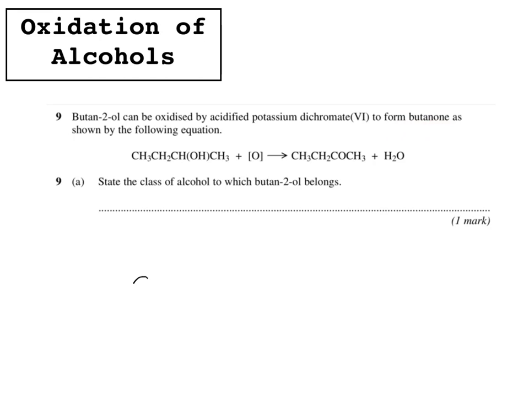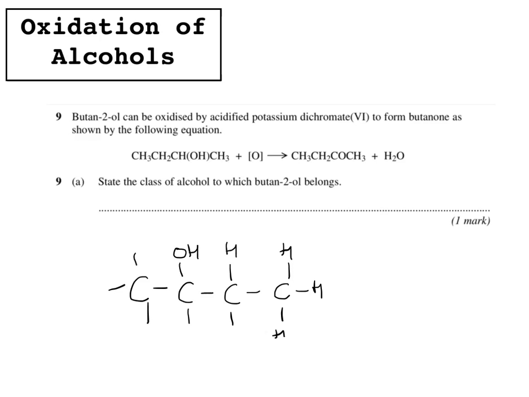The other way you can work it out is by drawing out butan-2-ol. So this is butan-2-ol. You've got the OH group on the second carbon along. Everything else are H's. And you can see that the carbon that the OH group is attached to only has one H attached to it. The other two bonds are to carbons. And so this must be a secondary alcohol. So the class of alcohols is secondary alcohols.